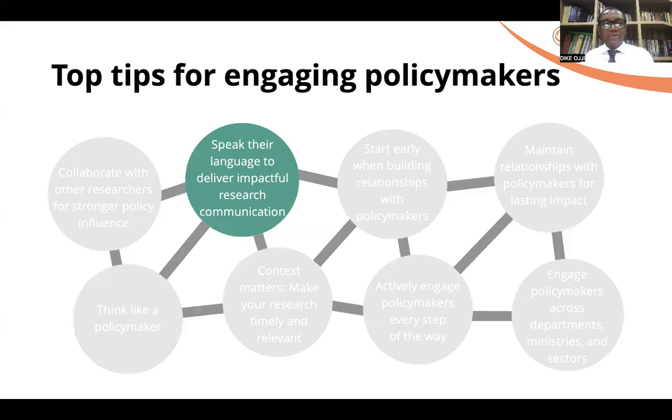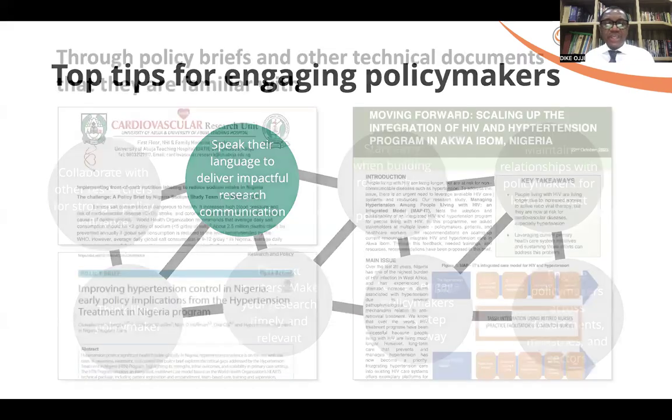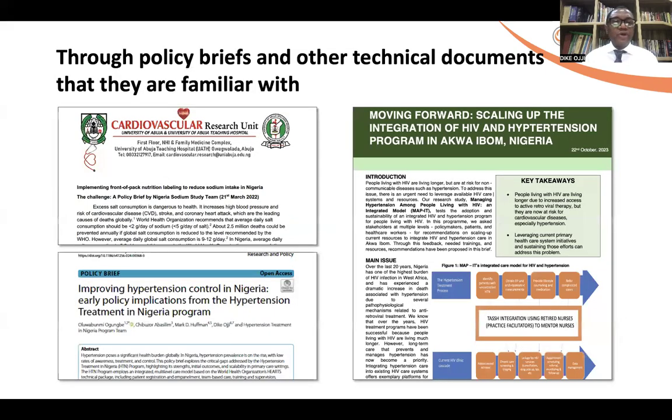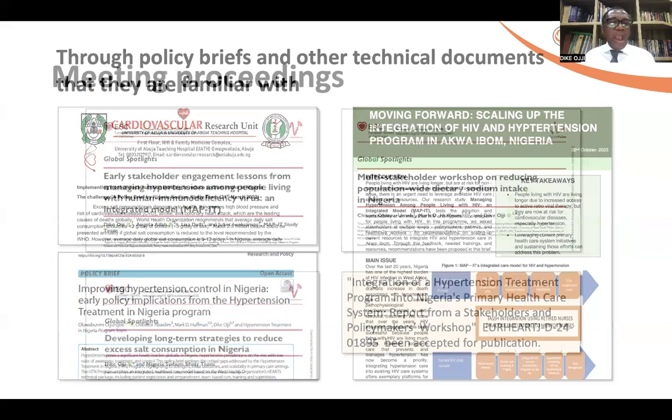You have to speak their language to deliver impactful research communication. So we've done this through policy briefs and other technical documents, some of which we have also been able to publish. For example, implementing front of pack nutrition labeling to reduce sodium intake in Nigeria. That's a policy brief on our Nigerian sodium study. And on the MAPI study, we have a policy brief on scaling up the integration of HIV and hypertension program in Akwa Ibom State. Akwa Ibom State is where we are doing our intervention.